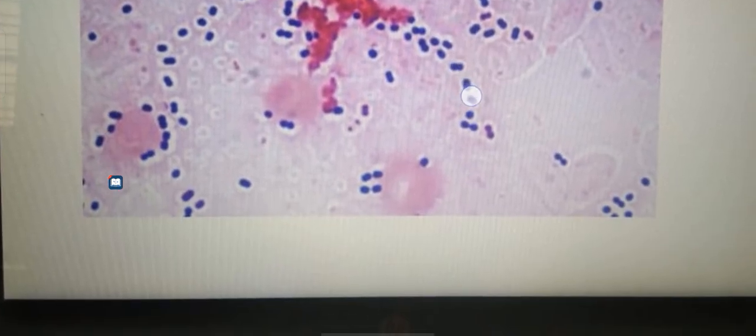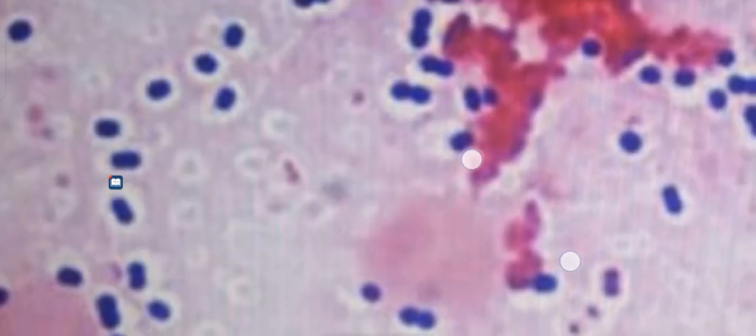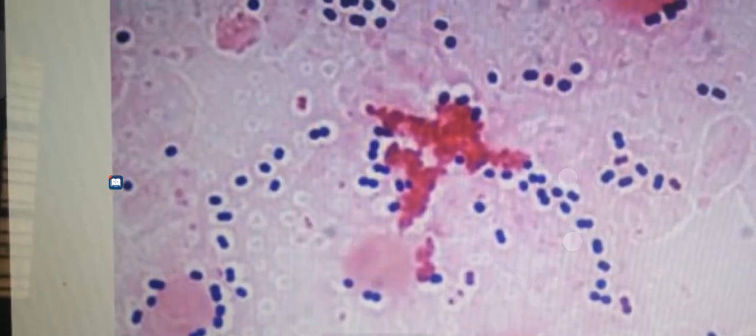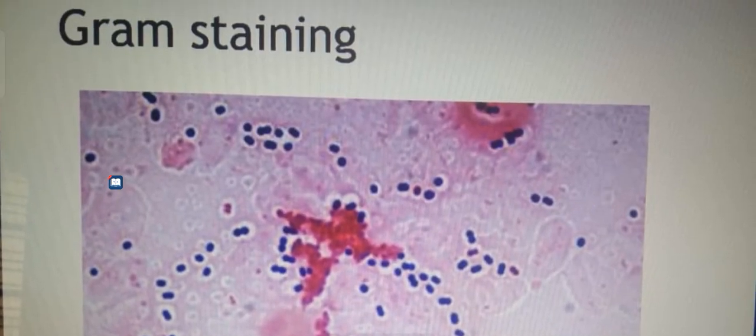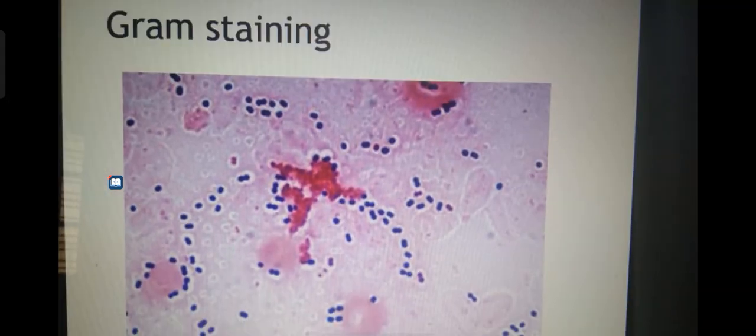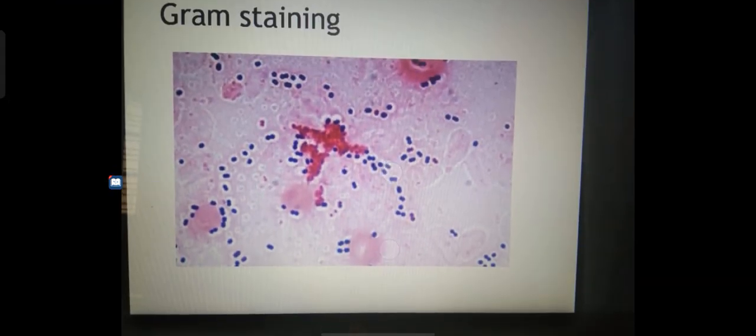And optochin sensitivity we can also see like that. Here is an optochin-sensitive zone, and here is another optochin-sensitive zone. We know that blue means gram positive.